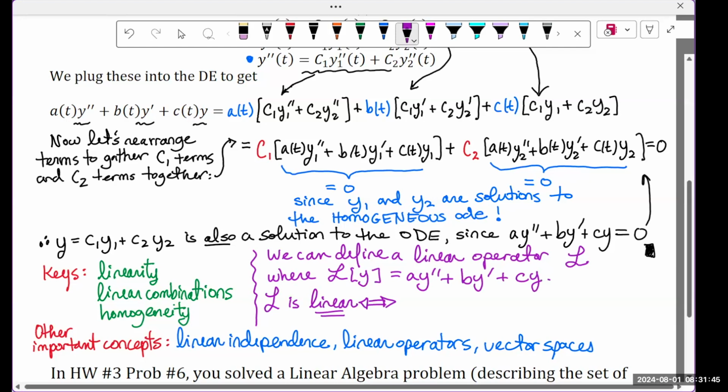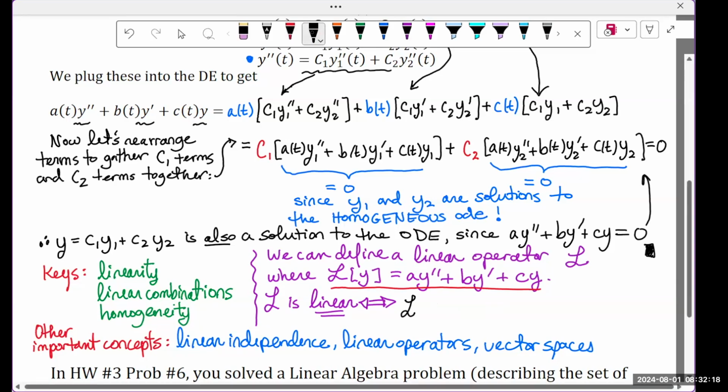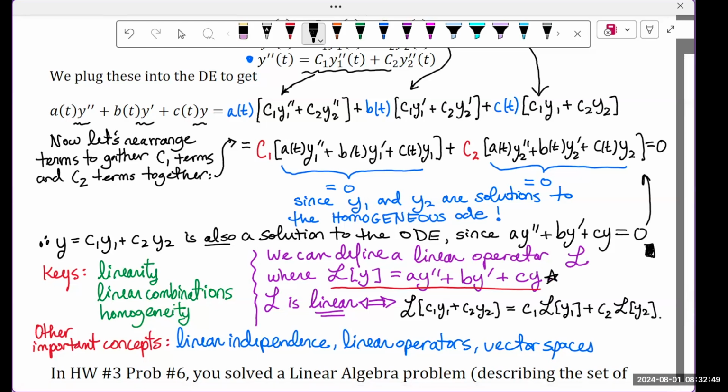Now we can actually define a linear operator L to represent our differential equation, and we know that L is linear precisely when the operator applied to a linear combination of two objects is equal to a linear combination of the operator on each object individually. This concept of thinking about the differential operator as a linear operator may be helpful as you bring your linear algebra knowledge to bear on looking at solution spaces.